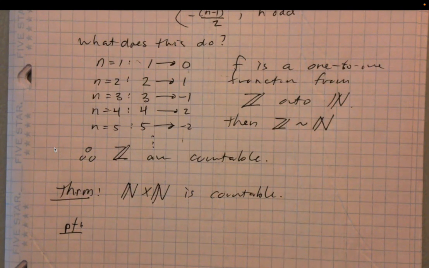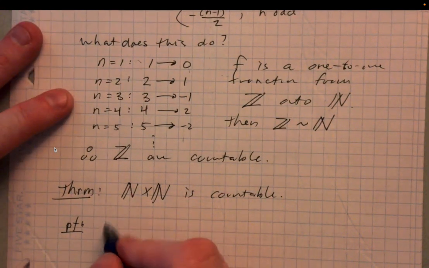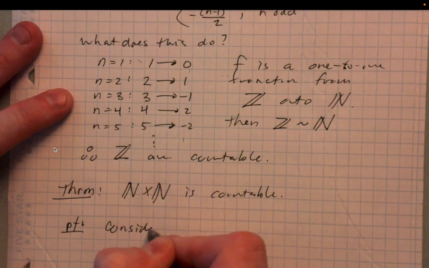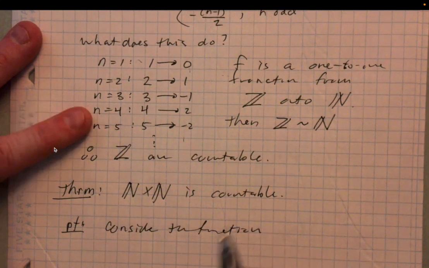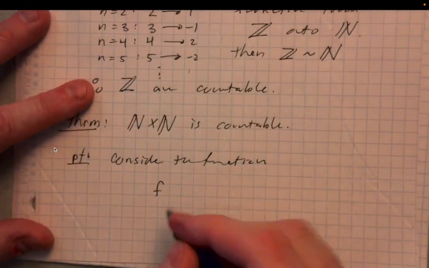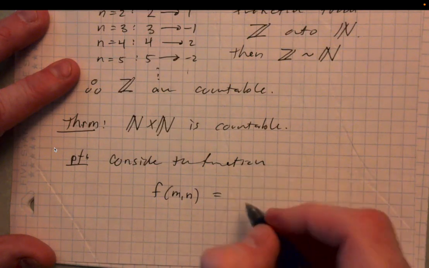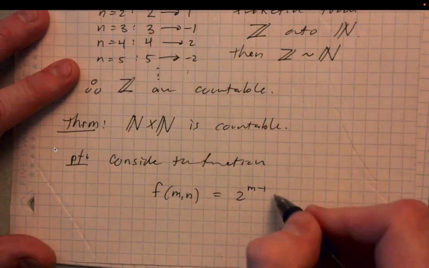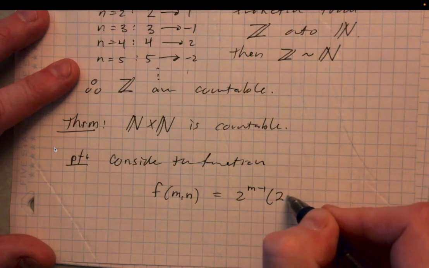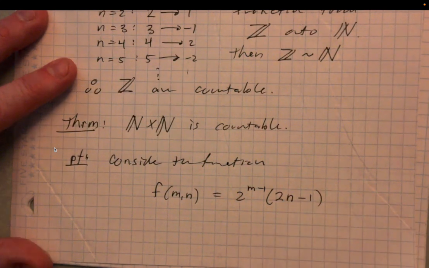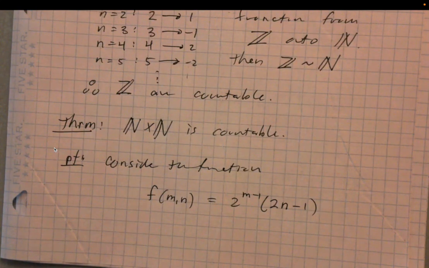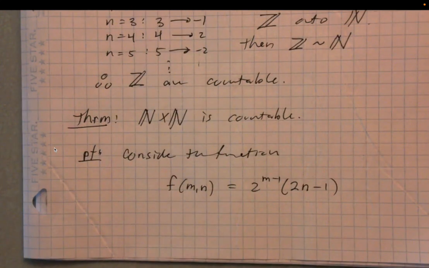Okay, let's prove this. So here's the function that I want to use. Consider the function f of m comma n is equal to 2 to the m minus 1 times 2n minus 1. Okay. And using this function, we can create a one-to-one mapping between N cross N and the natural numbers.